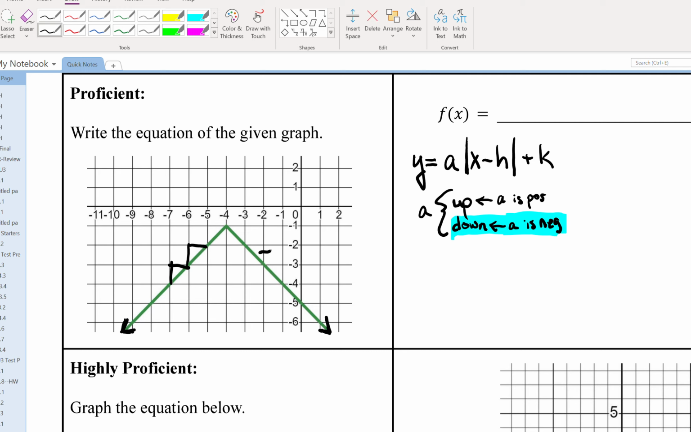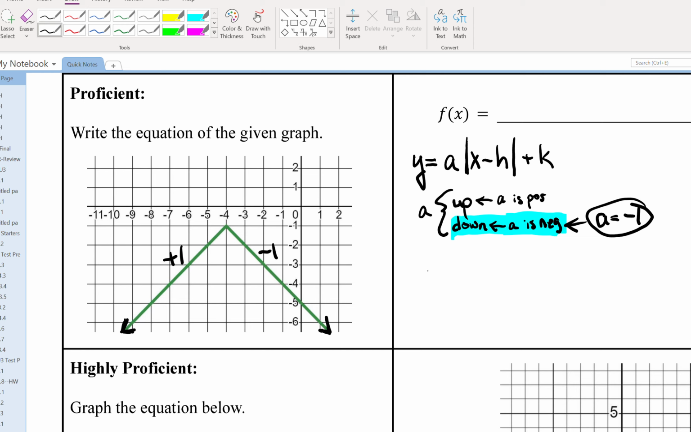So here the slope is -1. Here the slope is +1. But either way, the value of a would be 1. We know again that it's going to be negative because it's downward facing. And so the value of a is -1.